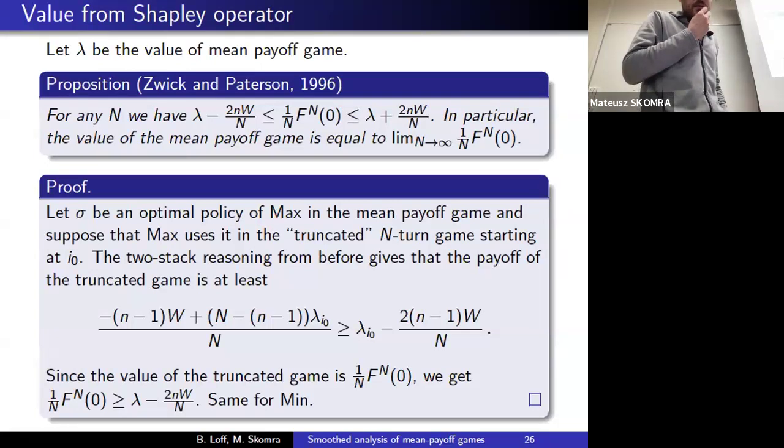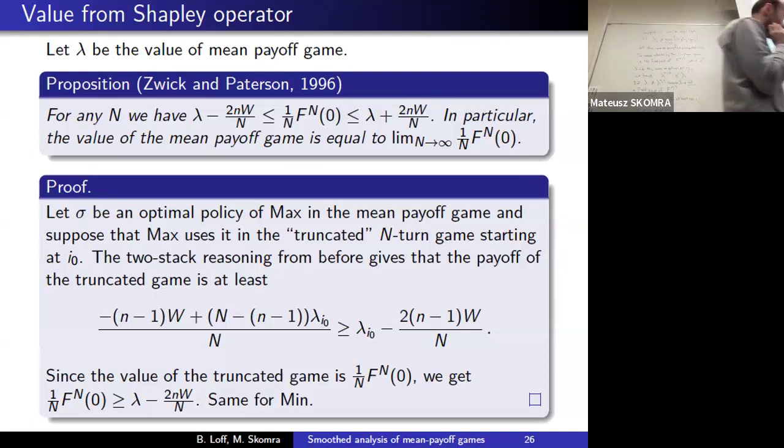So now let us prove this estimate. I claim that the value of the mean payoff game satisfies this inequality: the average operator is sandwiched between the value plus or minus something small. In particular, if you get this, then in the limit you get that this limit exists and is equal to lambda. So that's the final part of the theorem. So what would be the proof of this inequality? Here we suppose that Max again uses some optimal policy in the mean-payoff game, but you use it in a truncated n-step game, where it may not be optimal.